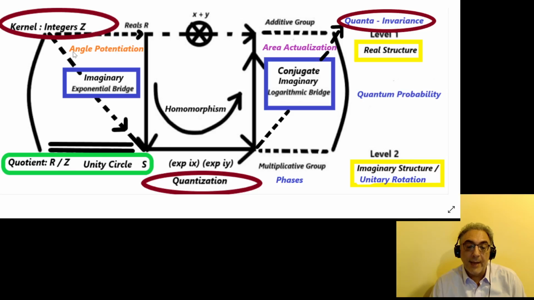Now the potentiated angles are faces on the unit circle. They are the coordinates of the points of the unit circle. With this bridge, now, we are able to solve any polynomial equation. So we are able to find all the roots of every polynomial equation, the fundamental theorem of algebra.